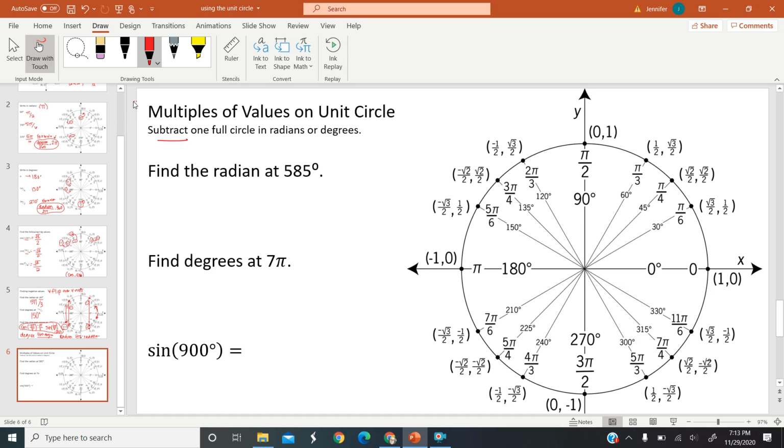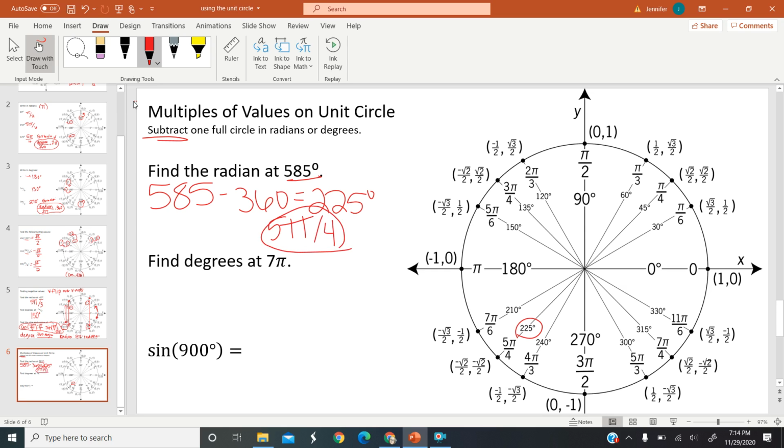So what you're going to do is subtract one full unit circle. And whether you do that in radians or degrees depends on what you're given. So obviously you're not going to subtract 2 pi from 585 degrees because it's already in degrees, so just use 360. So I'm going to do 585 minus 360. And when you subtract that out, that's going to get you back to 225 degrees. And so then you're going to go to the spot on the unit circle where that appears, and you see that the radian is 5 pi over 4. So the answer to that would just be 5 pi over 4.